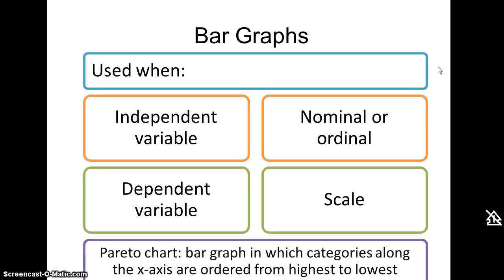All right. The third type are bar graphs, and they are used when you have an independent variable that is nominal or ordinal and a dependent variable that is scale. Now, your independent variable will be plotted on the x-axis, and the dependent variable always goes on the y-axis. There's a specific kind of bar graph that we can use called a Pareto chart. It's a bar graph in which the categories along the x-axis are ordered from highest to lowest, so that you can easily see the differences between different categories.